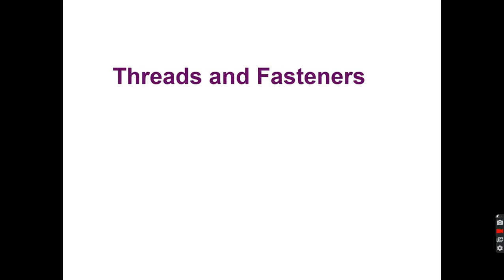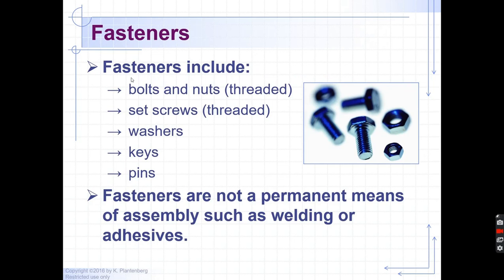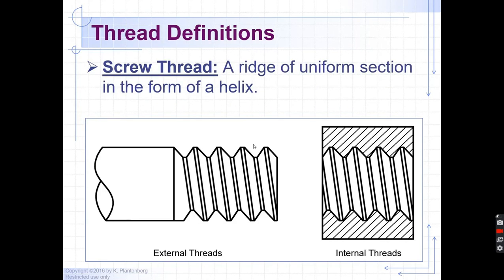Okay, we're going to talk about threads and fasteners. Fasteners are nuts and bolts and screws and washers and keys and pins. A fastener is something that is not a permanent means of assembly like welding or adhesives. A screw thread is a ridge of uniform section in the form of a helix.